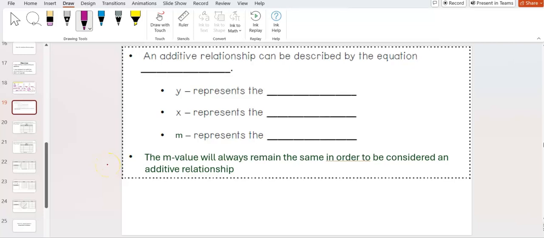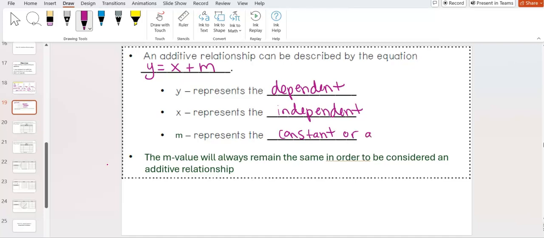Okay. An additive relationship can be described by the equation y equals x plus m. Y is still representing the dependent variable. X is still representing the independent. And m is still representing our constant or our additive. What are we adding? Same thing, that m value always needs to remain the same in order for this to be considered an additive relationship. If things change and the number you're adding changes, it's not an additive relationship and we cannot use the equation y equals x plus m.